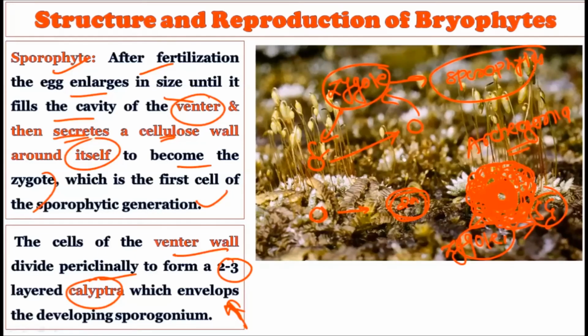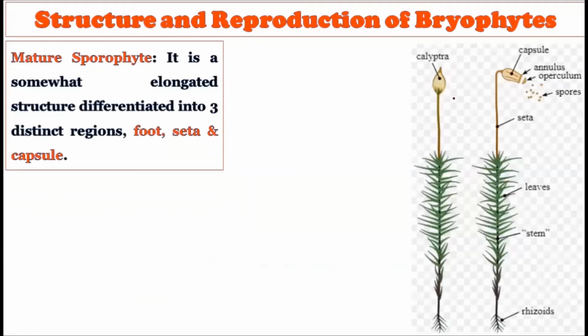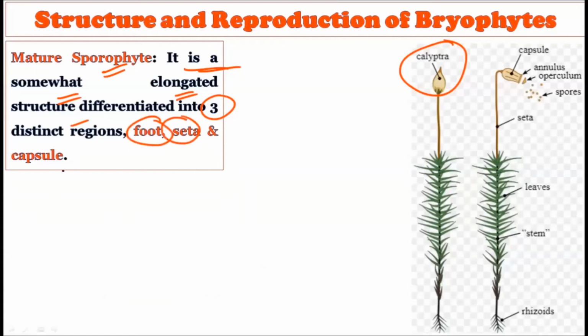Calyptra, as you know, provides protection to the developing sporophyte. Whatever the sporophyte is developing there, it provides protection to it. As you can observe in this picture, here we have the calyptra. Now the mature sporophyte: when this zygote develops into the mature sporophyte, how does it look? We already discussed it. The elongated structure is differentiated into 3 distinct regions, called the foot, seta, and capsule.